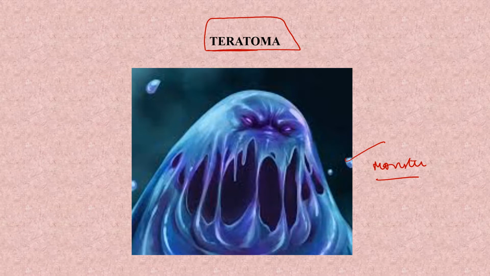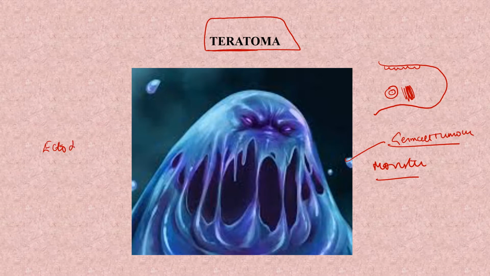So for the previous 2 days, I've been talking about the origin of ovarian tumors, the surface epithelial tumors which originate from epithelium. Then you have the germ cells from which you have germ cell tumors. Then you have the stroma and the sex cord cells from which you can have sex cord stromal tumors. So teratoma is a germ cell tumor because it can have derivatives from all the three layers like your ectoderm, endoderm, and mesoderm, right? So teratoma is a germ cell tumor, right?